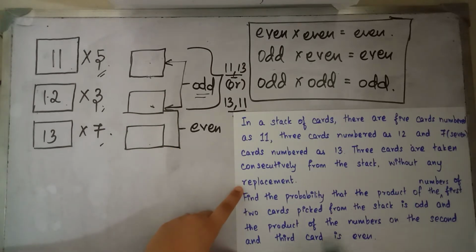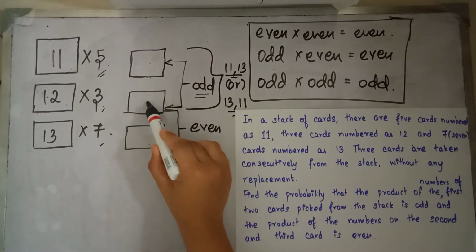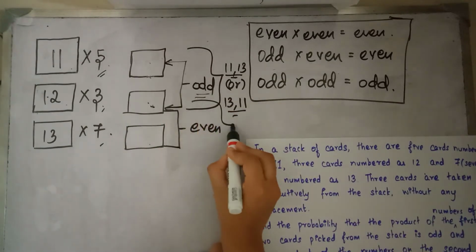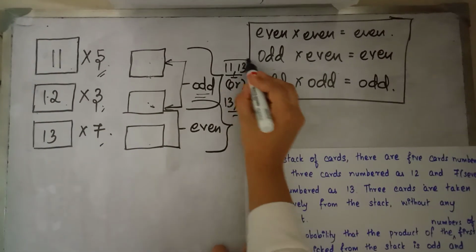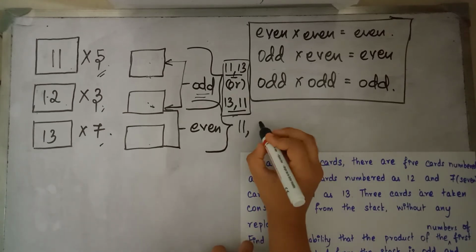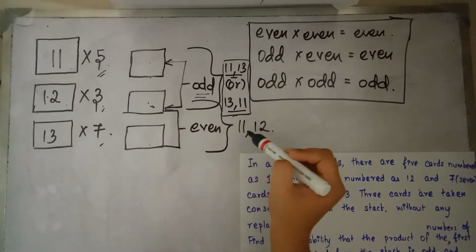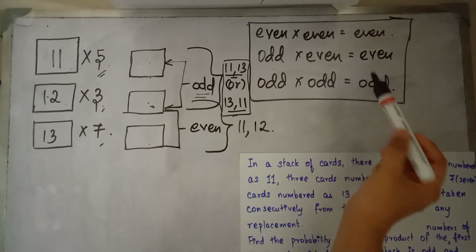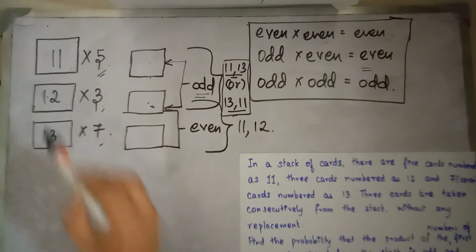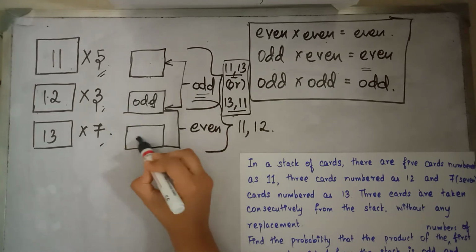Now let's look at the next condition. The product of the numbers on the second and third card has to be even. So the second card would be either 11 or 13, right? For the second 2 cards, we could have 11 and then 12, because it has to be odd into even, only then I'll get even. It can't be even into even because there's only one even card, that's 12. So the second two has to be odd into even.